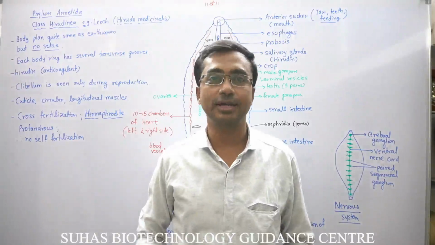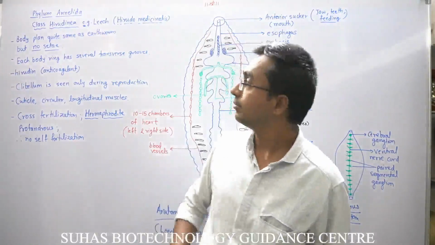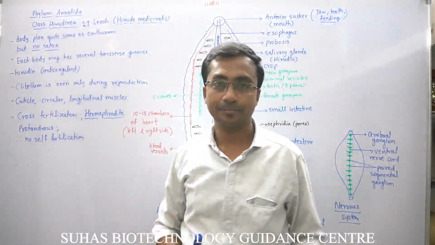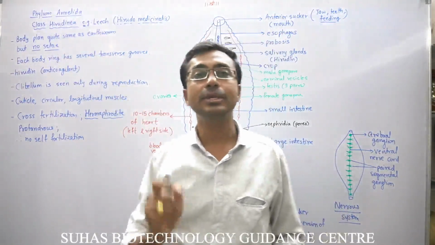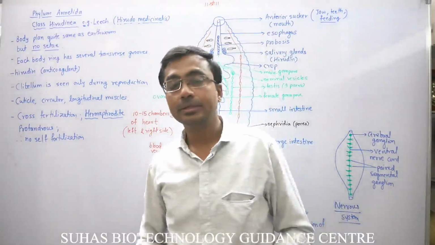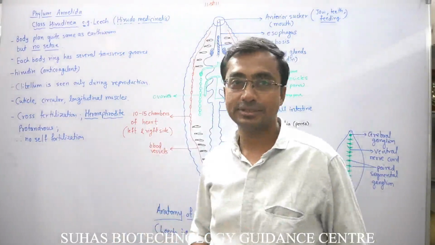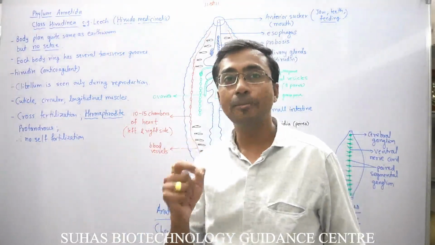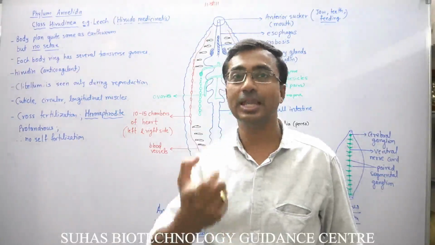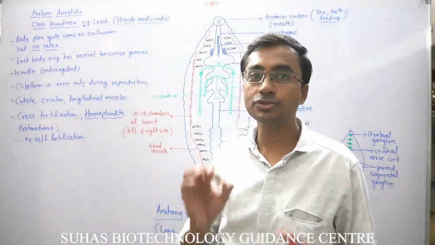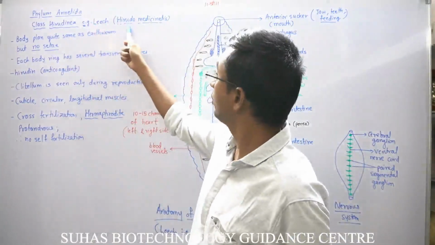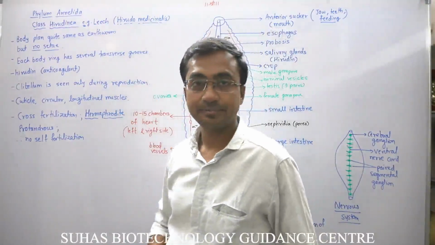Another important class in Phylum Annelida is class Hirudinea. Why is the name Hirudinea? Because these animals secrete a particular chemical called hirudin from their saliva. The most important example of it is the leech, that is Hirudinea.